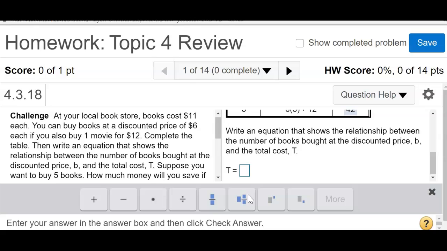Okay, what is your equation, where T is the total cost and B is the number of discounted books? Samantha. 6 times B plus 12 is T. So T equals 6B plus 12. What do we think? Okay, I didn't put the multiplication symbol there. If you wanted to put a 6 and a dot B, go for it. It's all the same.